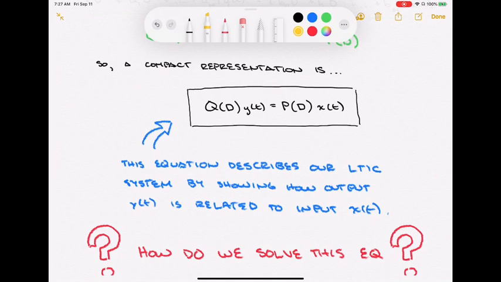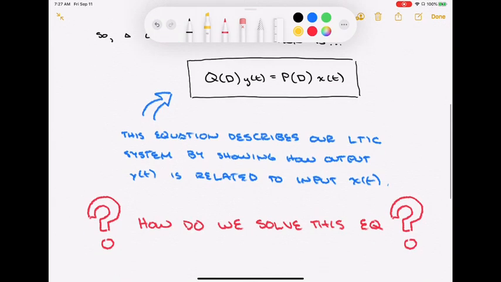Okay, so what do we want to do with all of this? This thing is an equation, obviously, and it describes our linear time invariant continuous system, and it does so by showing how the output y is related to the input x. So this is a system description. And probably the most obvious question is, how do we solve this thing?